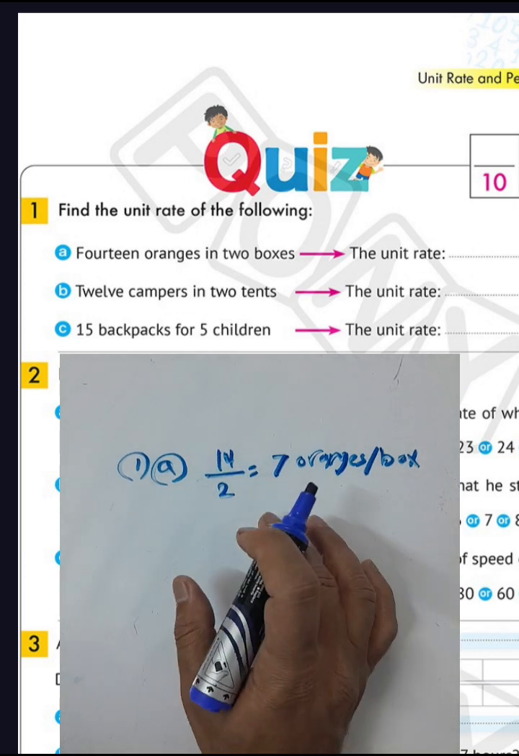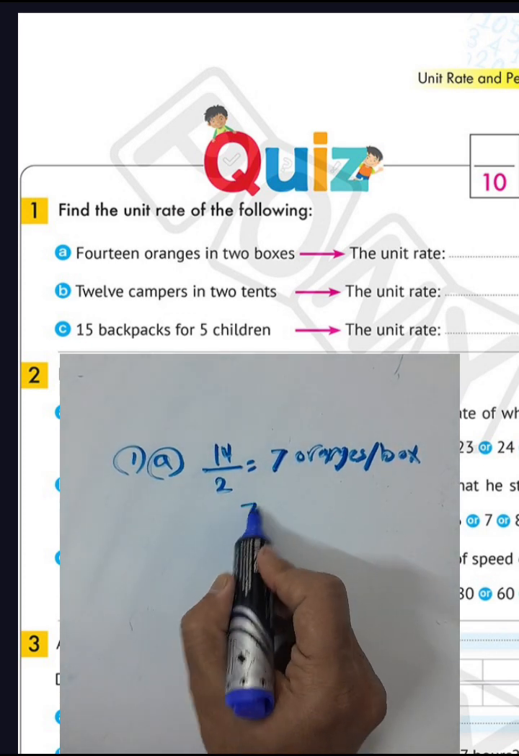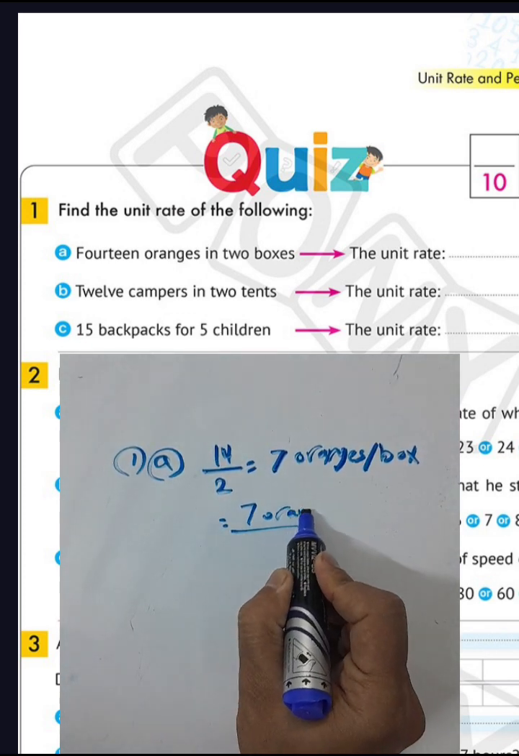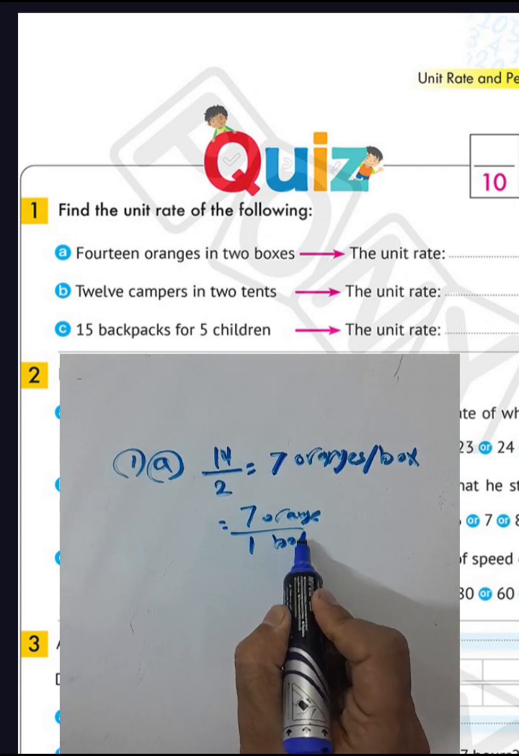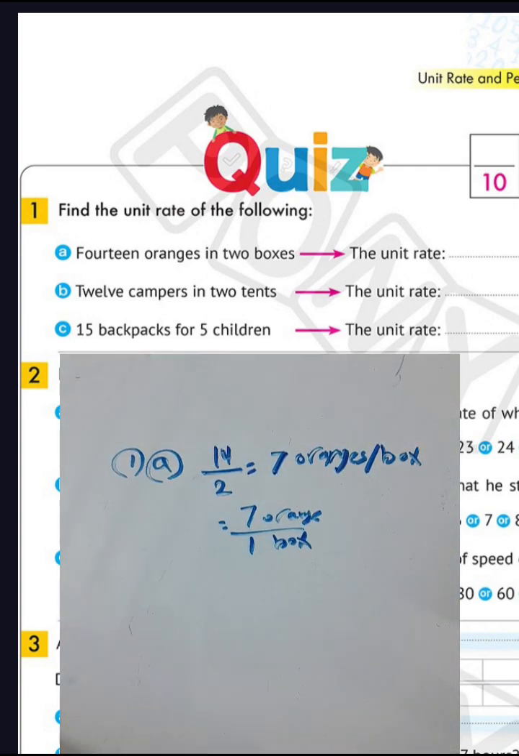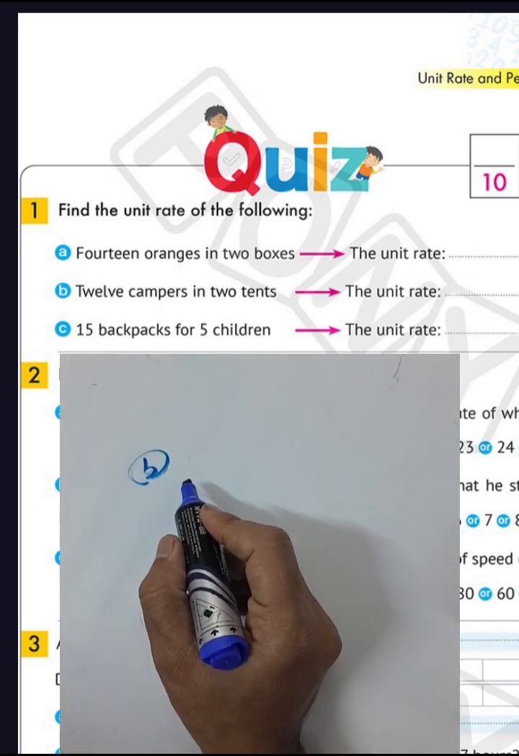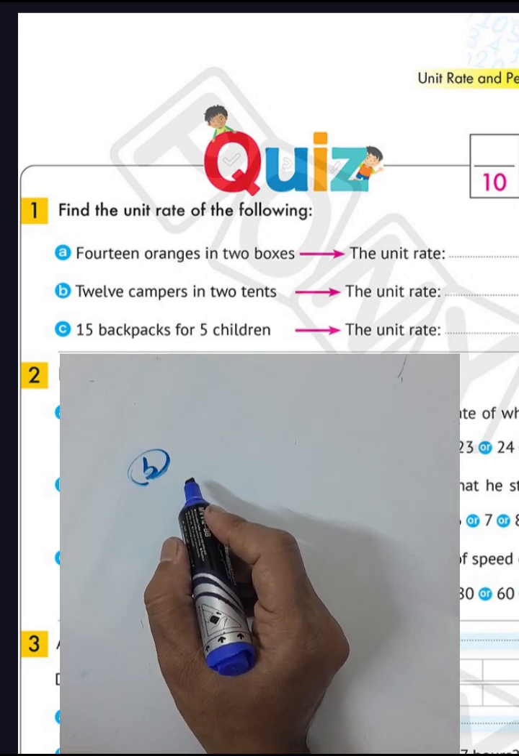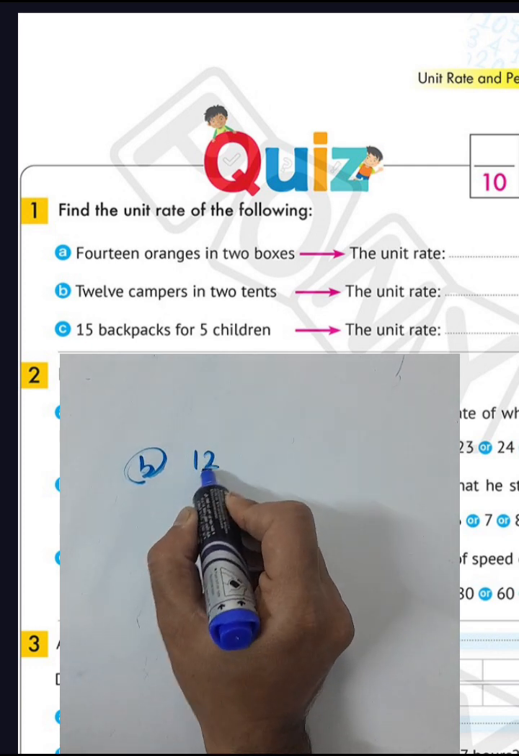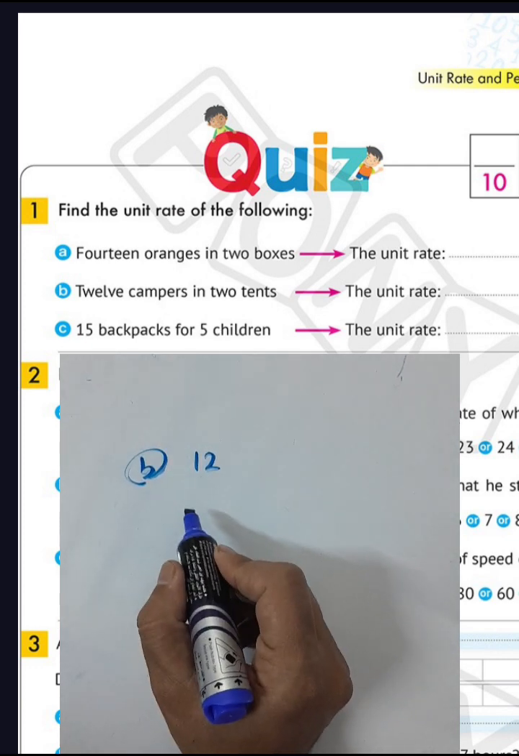We have 14 oranges in 2 boxes. Then in each we write 7. We can write here 7 oranges over 1 box. You can write this image or this image as you like. Question letter B. 12 cucumbers in 2 tenths. Write the rate.